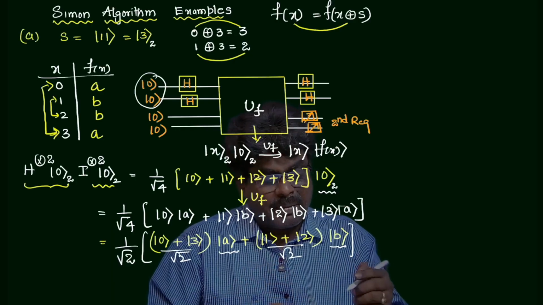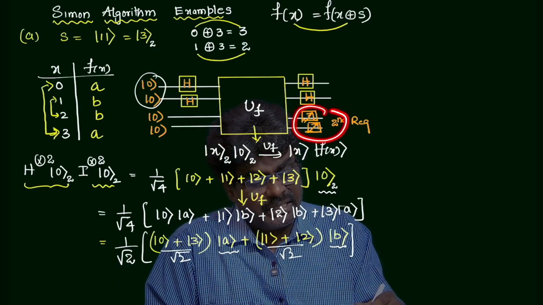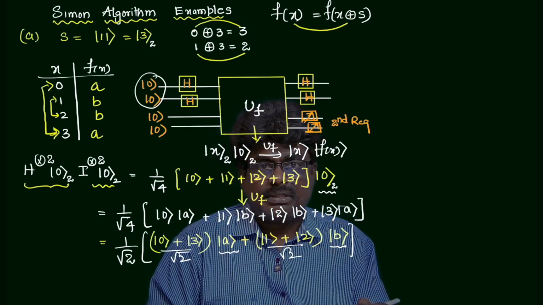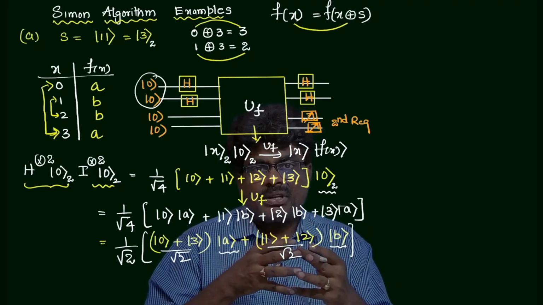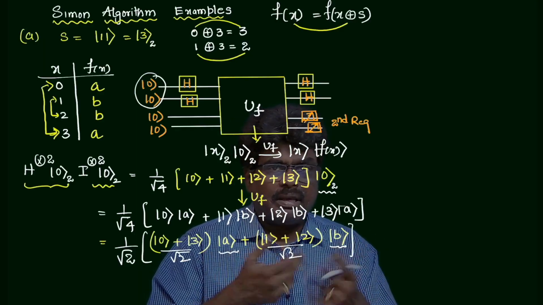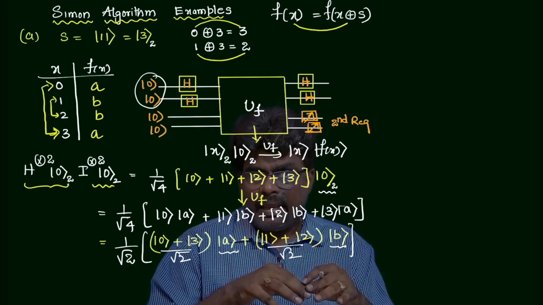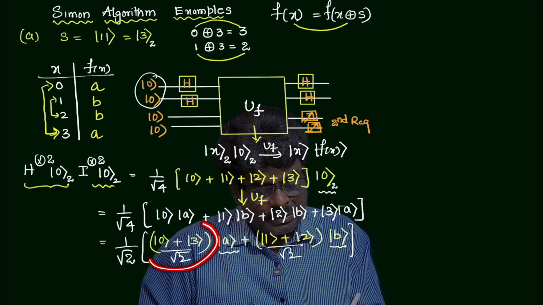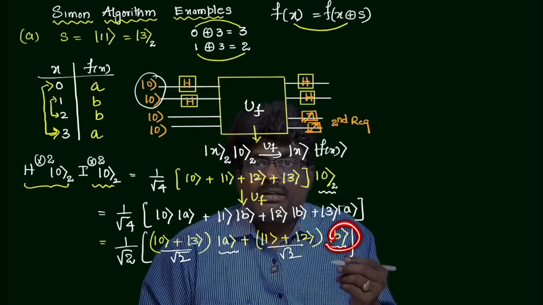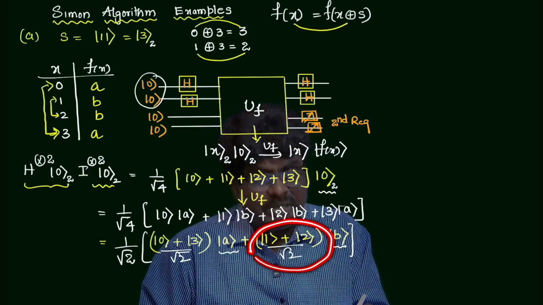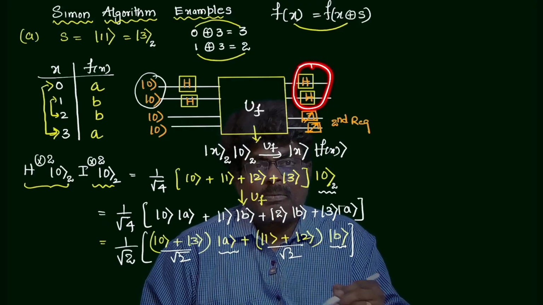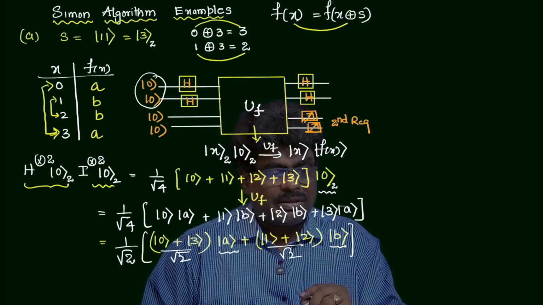So if I make some measurement on this second register, I may get a or b. For example, if I make some measurement on the second register, I may get a or b, anything arbitrary. So if I get a, the first register is collapsed to this one. Once I measure the second register, if I get b, then the first register is collapsed to this. Then on that first register, again we have the Hadamard operations. Okay, so now let us do that.